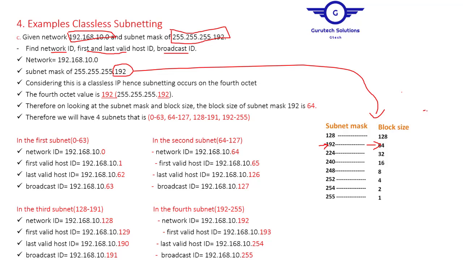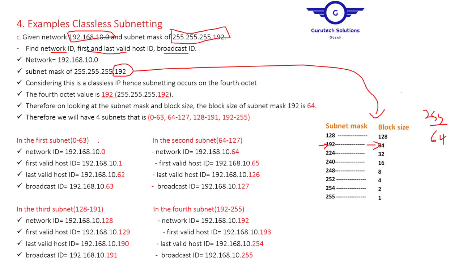So you take 255 over this block size, which is 64, to get the number of subnets. The block size is 64. Now you take 255, which is the 8 bits turned on, and you divide by the block size. You should get a value that's close to 4. Now we have 4 subnets.